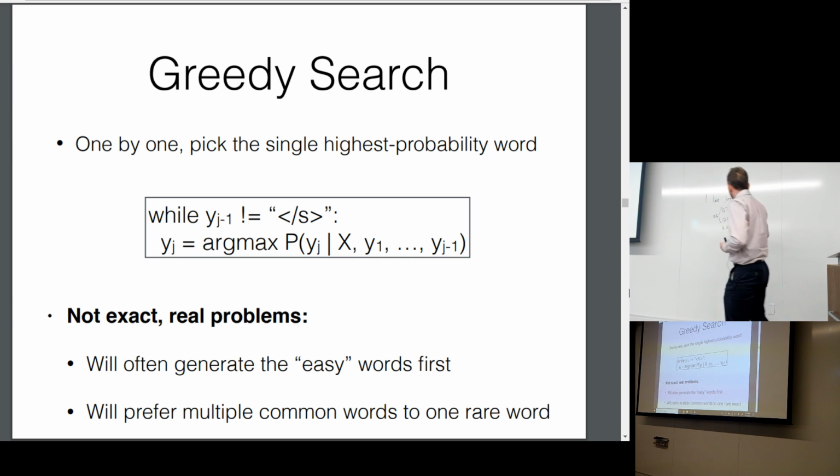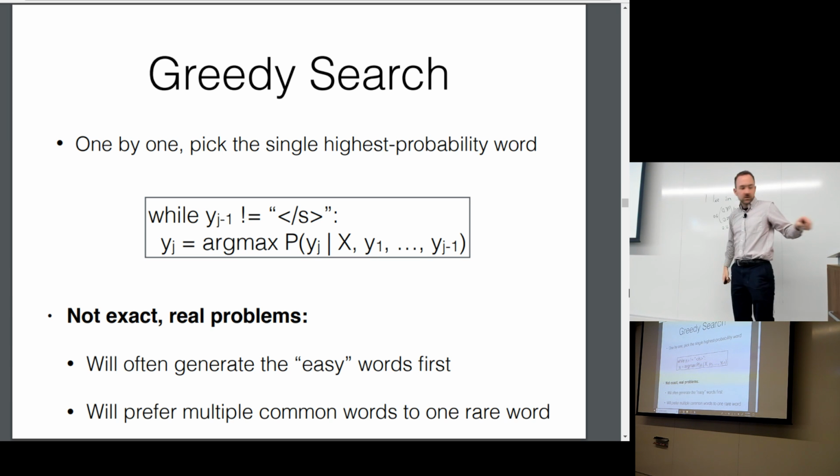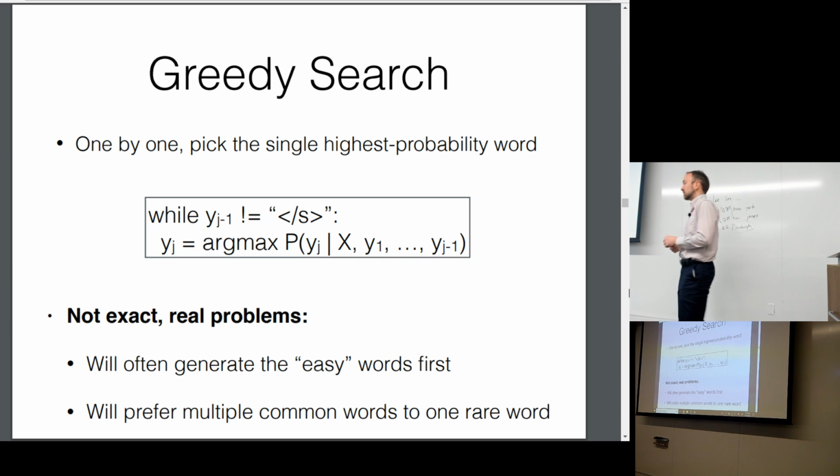So then when we're comparing "New" and Pittsburgh, it picks "New" instead. And now it's stuck with having to pick New York, even though as a sentence that's less optimal than picking Pittsburgh. So this is just a very simple example, but this happens in real life as well. So greedy search will not get you the highest scoring sentence or highest scoring output in this case.